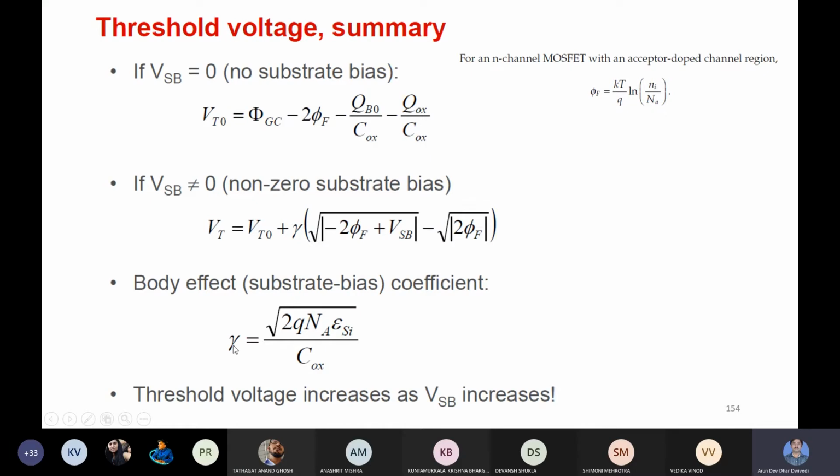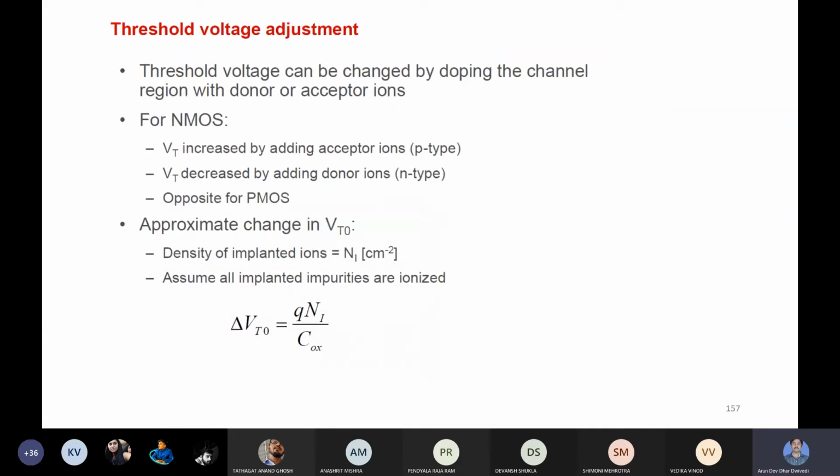And if the body effect is considered, then the body coefficient gamma is calculated as the square root of 2q Na epsilon si, divided by Cox, where q is the electronic charge 1.6 times 10 power minus 19 coulomb, Na is the acceptor concentration in the p substrate, epsilon si is the dielectric constant of silicon, and Cox is the capacitance per unit area. Threshold voltage increases as VSB increases. So these are the basic equations you should write down, and then we will apply them. Let us move to the solution of the problems.